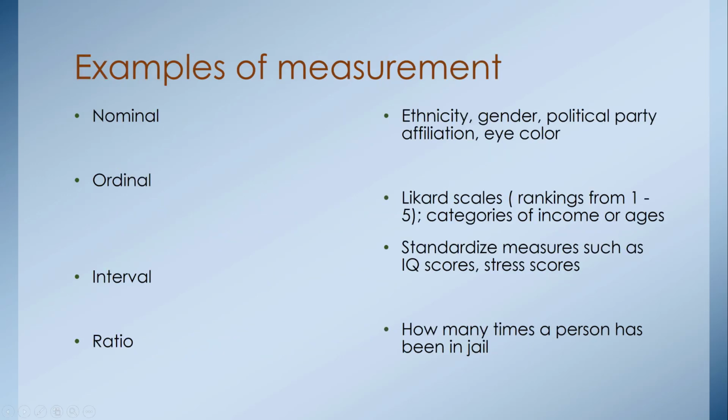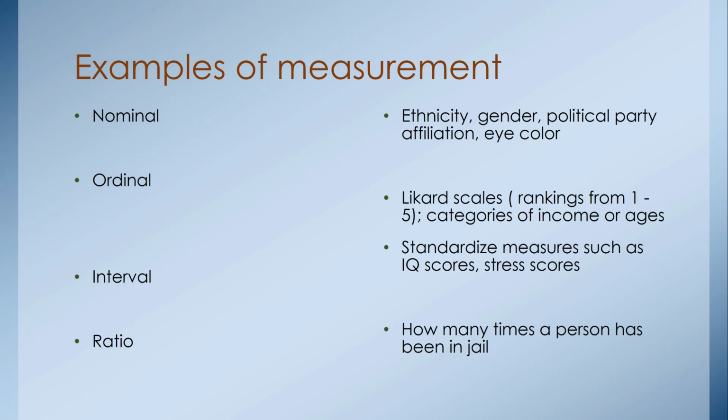So let's break this down and look at some examples to help make this clearer. Again, the nominal level can include ethnicity, gender, political party affiliation, eye color. It's almost like it's just a noun that you're counting. Ordinal level: Likert scales, rankings from 1 to 5, categories of income or ages if they're categorized. That means, like in the example in the book, if you have annual income from $12,500 to $25,000, $25,000 to $32,000. When you categorize and you have a rank order, something's higher, something's lower, then it's going to be ordinal level.